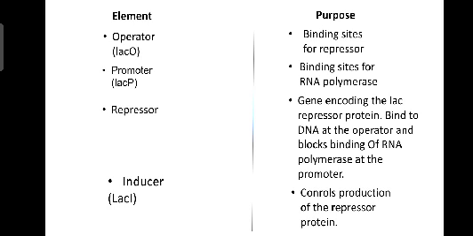So number one is operator, that is lac-O, and it acts as a binding site for repressor. Number two is promoter, that is lac-P, that acts as a binding site for RNA polymerase. Now third is repressor. The gene encoding the lac repressor protein binds to the DNA at the operator and blocks binding of RNA polymerase at the promoter. Now the last one is inducer, that is lac-I. Lac-I controls production of repressor protein.